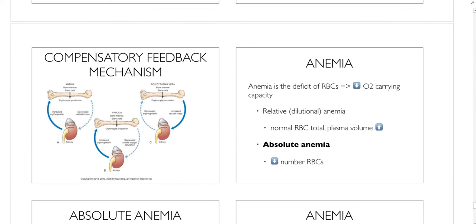And then we can have anemia if we do not have enough red blood cell production. Let's say there's a tumor in the bone marrow. Then we may have a decreased red cell mass production. We still may have enough erythropoietin signaling the bone marrow, but because of that tumor, there's a decreased production of red blood cell mass.